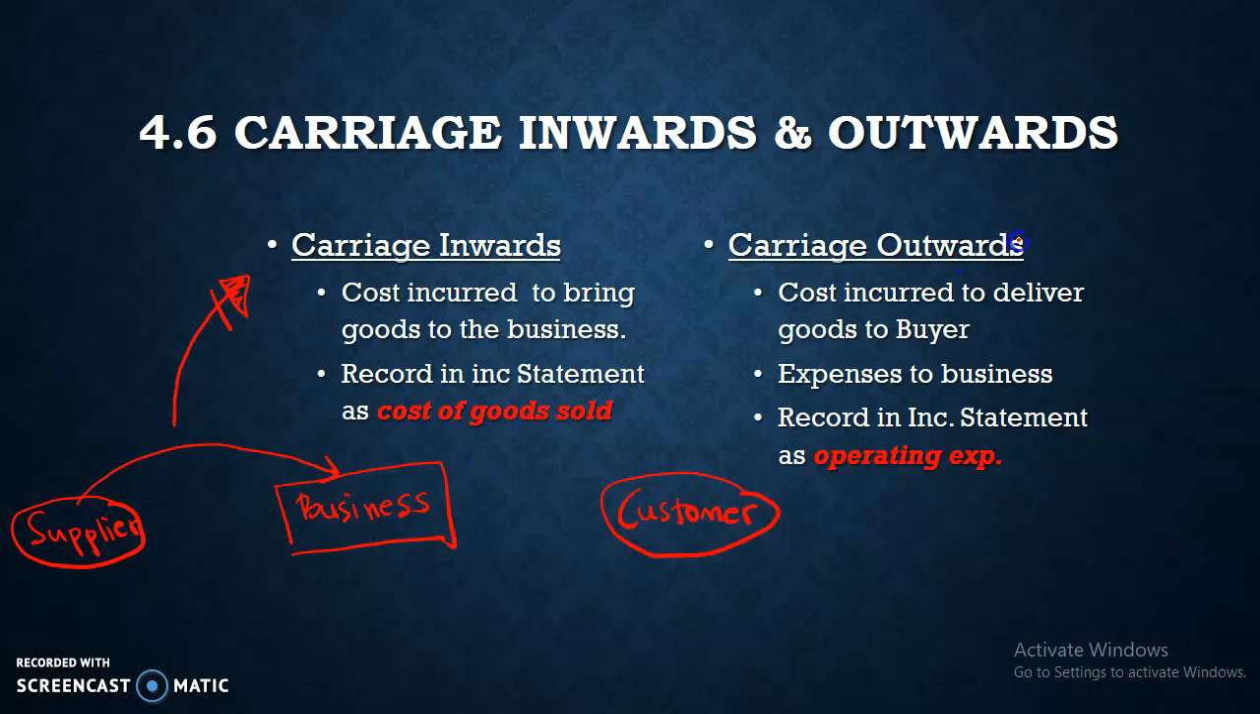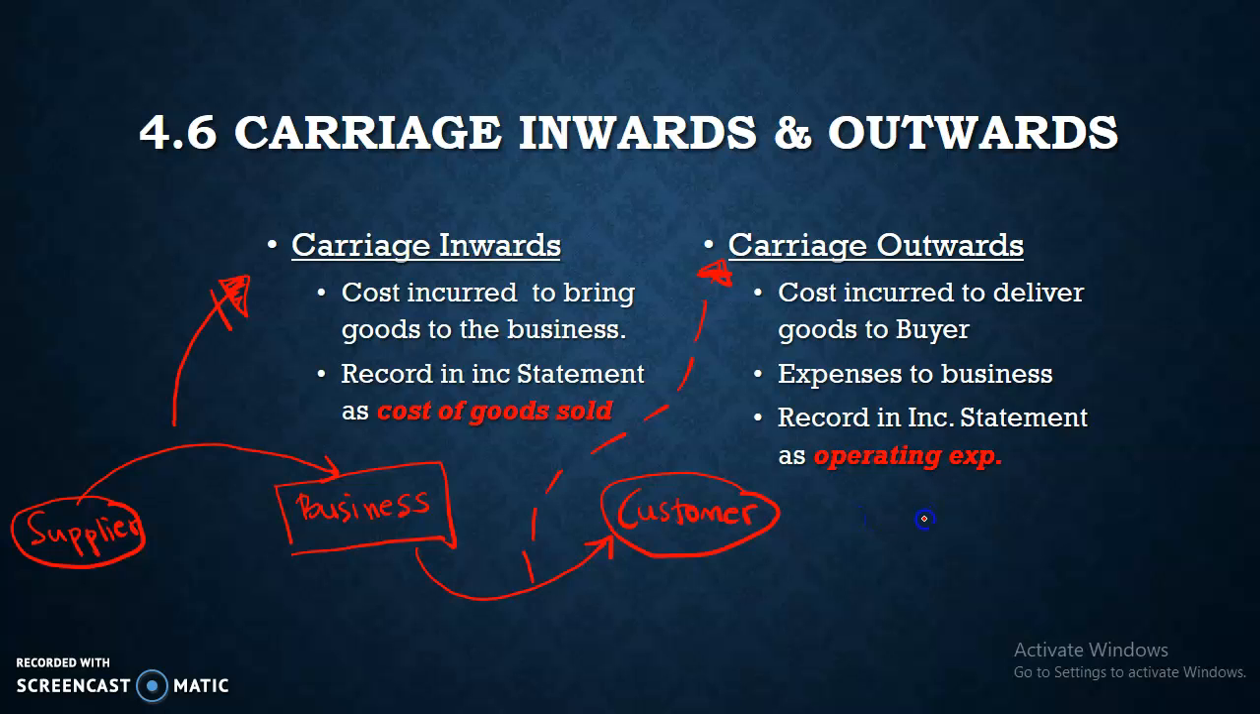However, carriage outwards are the costs incurred in order to deliver goods to the buyer. So meaning to say, from the business to your customer. This is where your carriage outwards is involved. Carriage outwards will be classified as an expense to the business and will be recorded in the statement of profit or loss as operating expenses in order to determine the net profit.